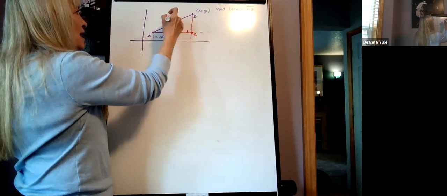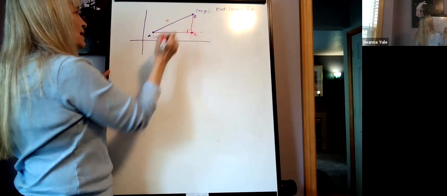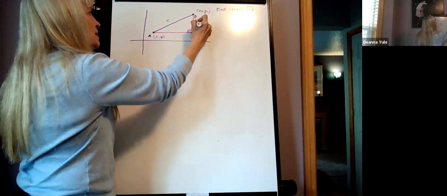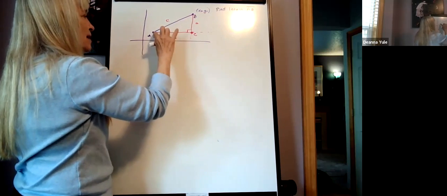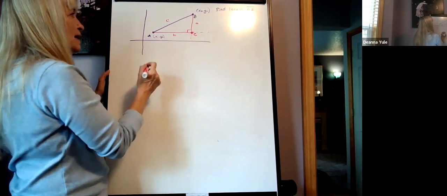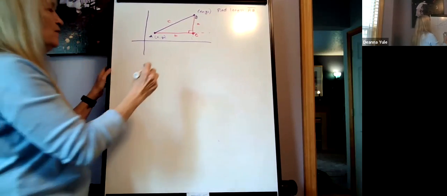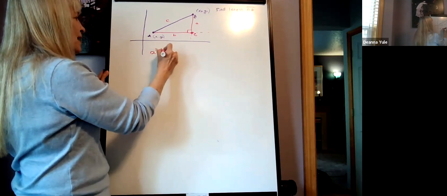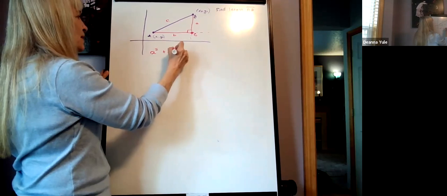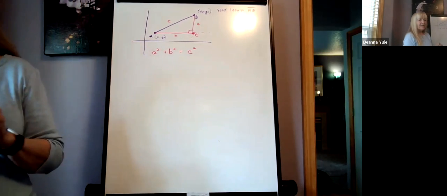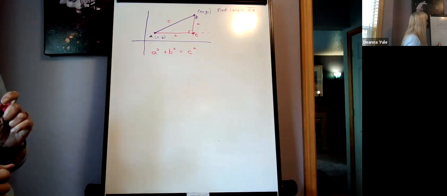And now this side is going to be my C because it is opposite the right angle. This will be side A because it's opposite angle A, and this will be side B. Now, I know for sure, using the Pythagorean theorem, that a squared plus b squared is equal to c squared. And I know right now you're saying, how does that possibly help me do anything?